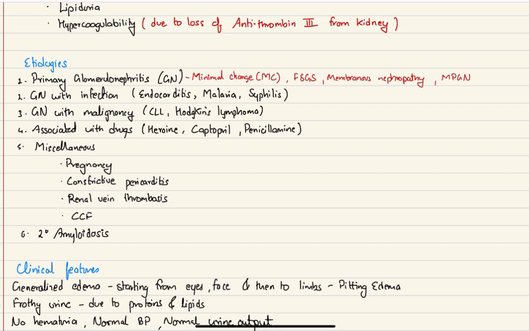Then there can also be glomerulonephritis with infections like endocarditis, malaria, syphilis, and with malignancy like CLL and Hodgkin's lymphoma. It can be associated with drugs like heroin, captopril, penicillamine. There can be miscellaneous causes like pregnancy, constrictive pericarditis, renal vein thrombosis, congestive cardiac failure, and lastly, there can also be secondary amyloidosis. So, all these conditions can lead to nephrotic syndrome.